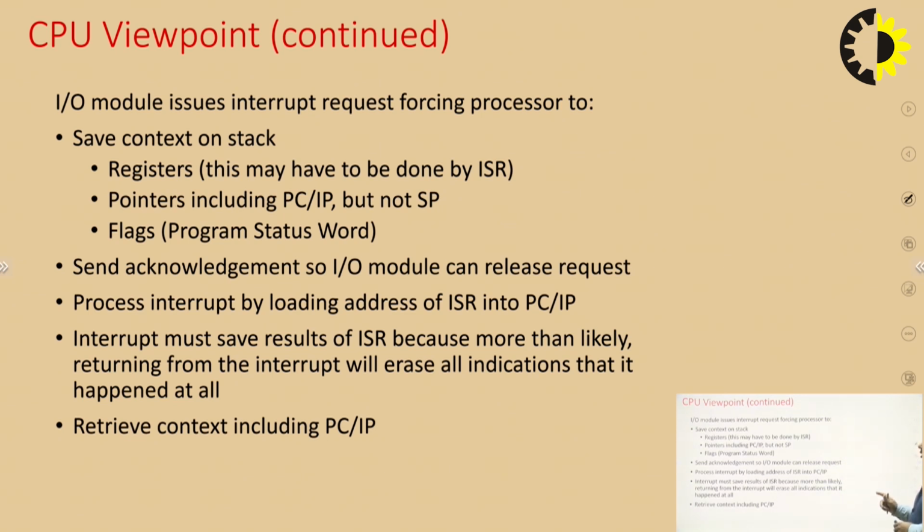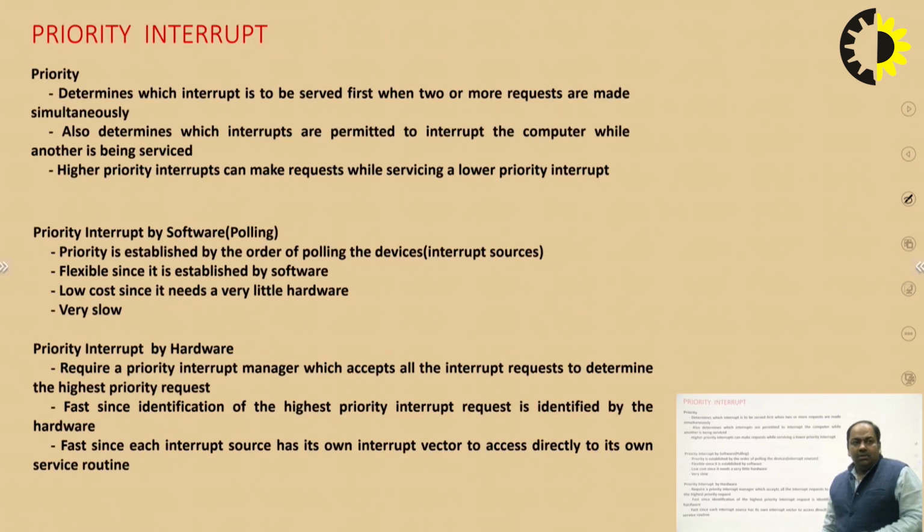So the input output module can release the request. The next step is to process the interrupt by loading the address of the instruction register into the program counter. The interrupt must save the result of the instruction register, because after returning from the interrupt it will erase all the indications that happened at that time, and it will retrieve the context including the program counter.